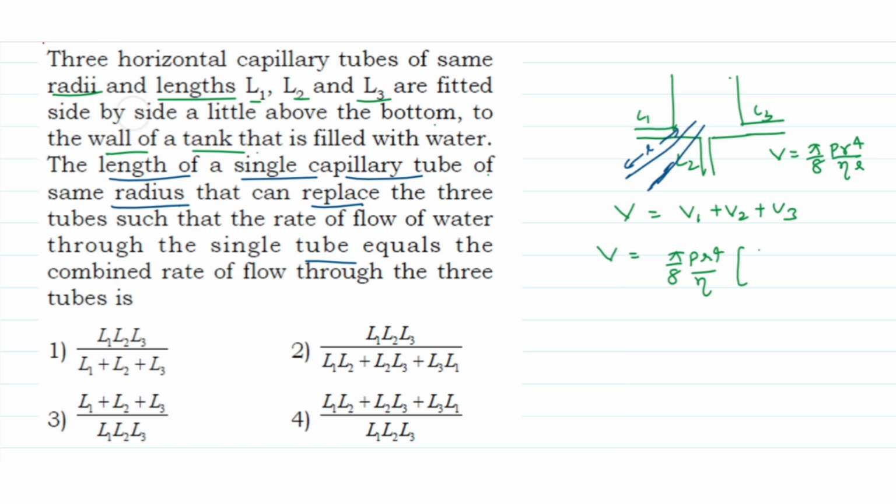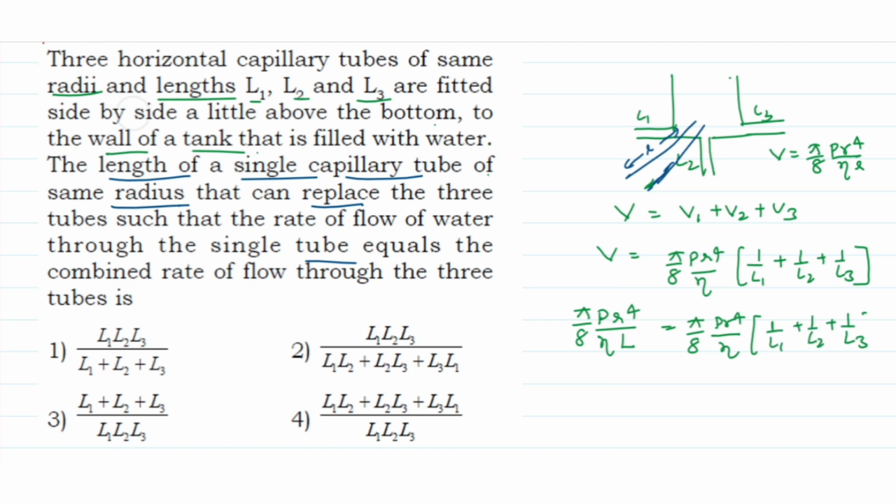Into 1 by L1 plus 1 by L2 plus 1 by L3. So instead of V, a single tube you are going to be replacing, you can take pi by 8 into P R power 4 by eta into L, where L is the effective length, the single tube length. Which you can write as pi by 8 into P R power 4 by eta into 1 by L1 plus 1 by L2 plus 1 by L3.